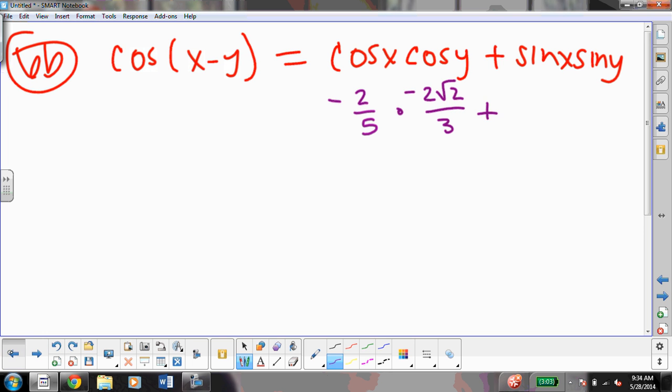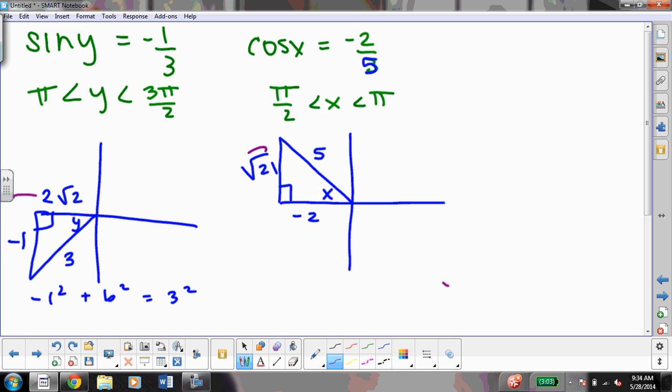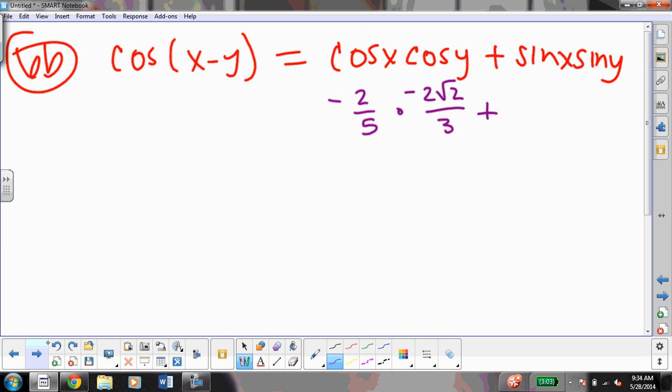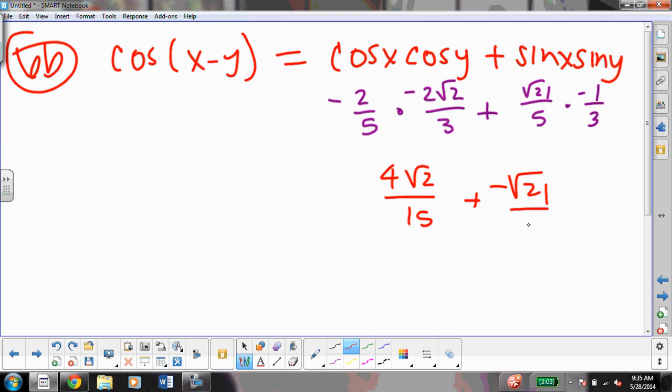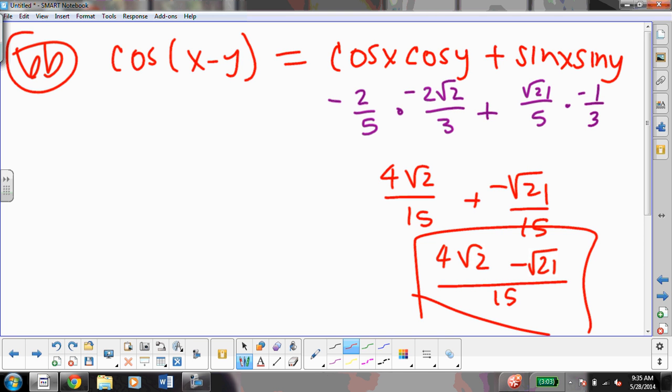The sine of x, we found √21 over 5. And the sine of y we're given in the original problem is negative 1/3. Now we'll just multiply. Remember, we can only add and subtract radicals if they are exactly the same. So our answer is 4 root 2 minus root 21 over 15.